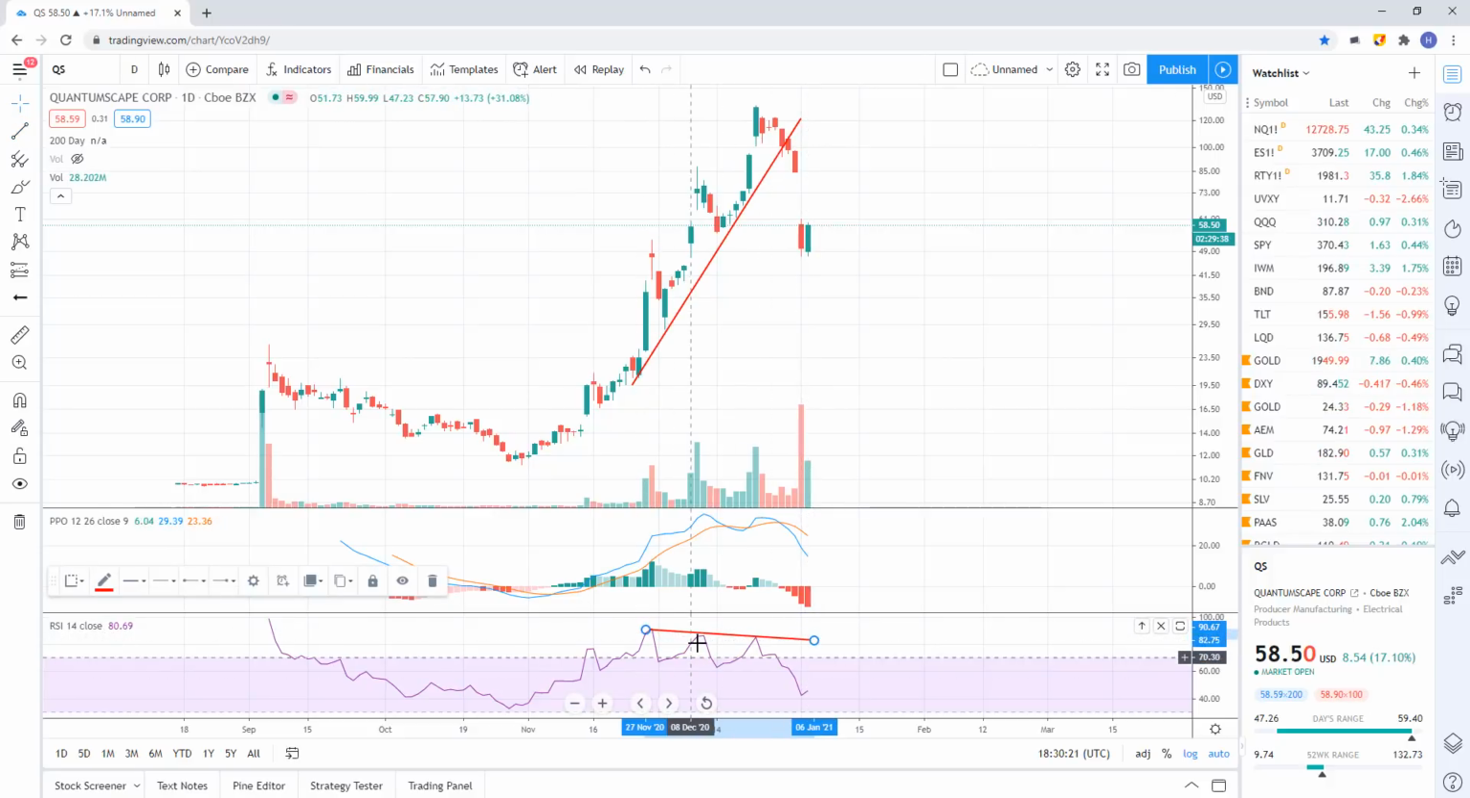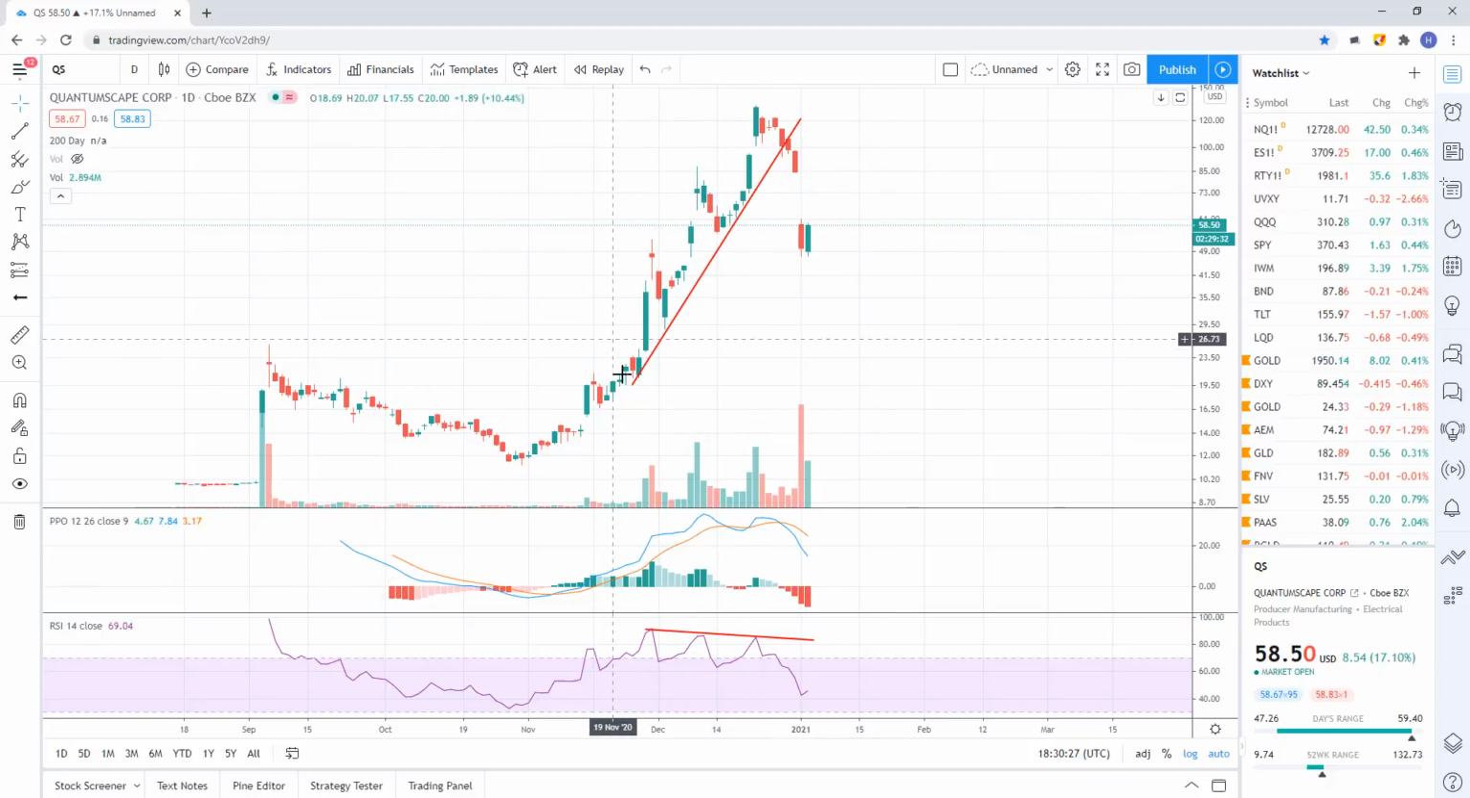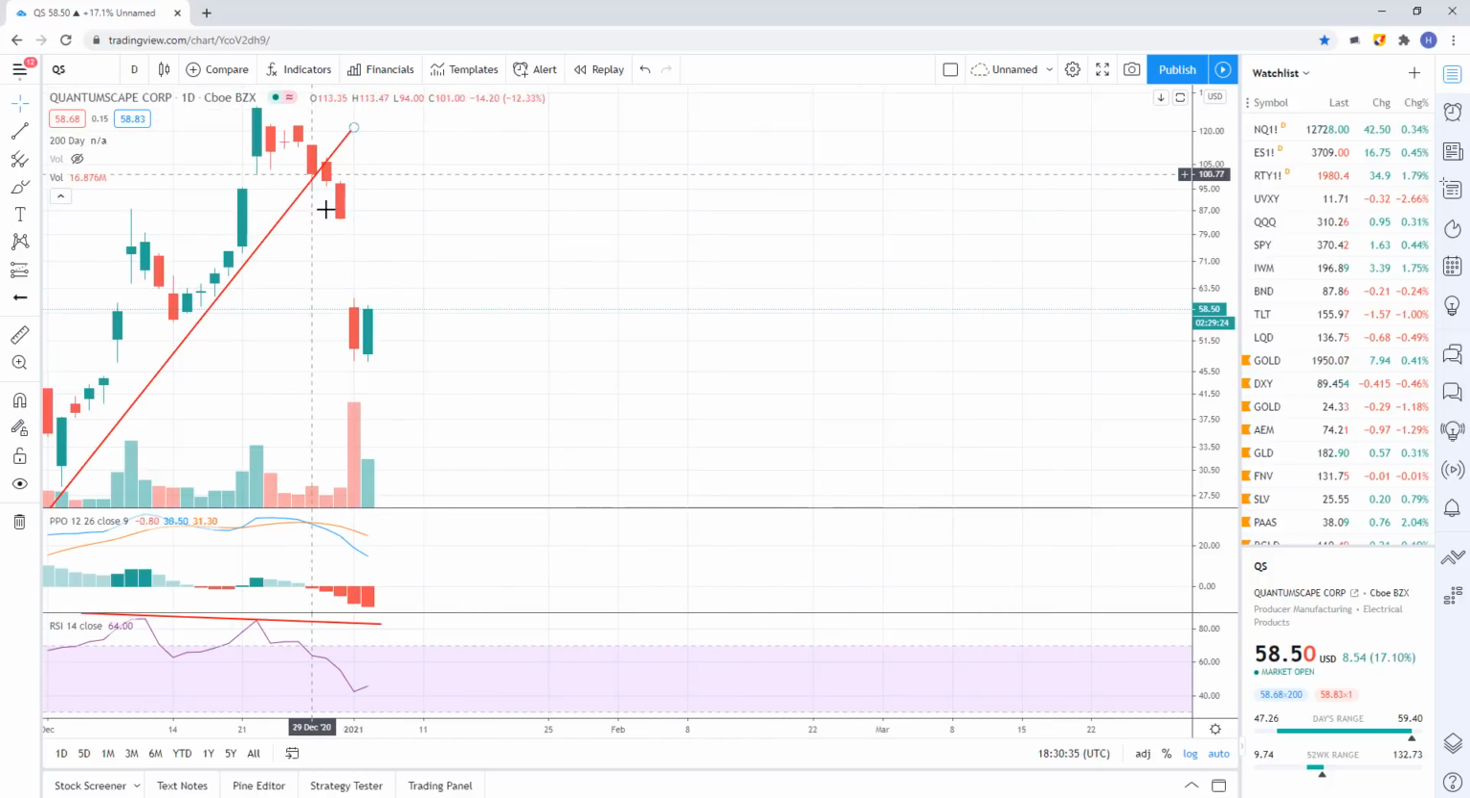Also, you see negative divergence right there. That started to show up back here. Again, negative divergence isn't a reason to just get short. You want to look for other indicators. A bearish PPO crossover helps confirm. And then obviously you want to look for a break of trend line support.